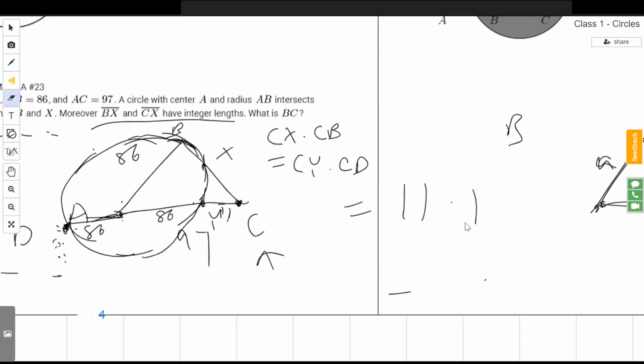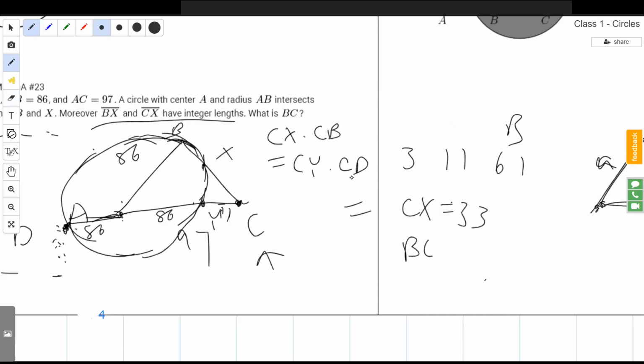Yeah, I'll write that here. So we can just simply deduce that of 3, 11, 61, the only combination of prime factors that would work is CX equals 33 and BC equals 61, and that is our answer.